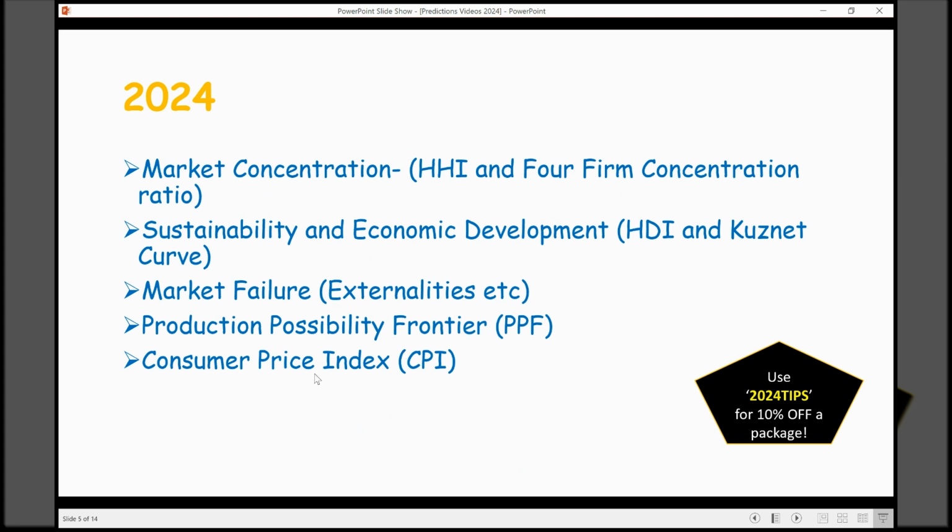CPI came up last year, Consumer Price Index, and how to calculate it, and it wasn't answered well by students. So it's something I could see coming up again this year. Obviously, inflation hasn't gone away, it's not going away. It's still high, so inflation is obviously still very, very topical.